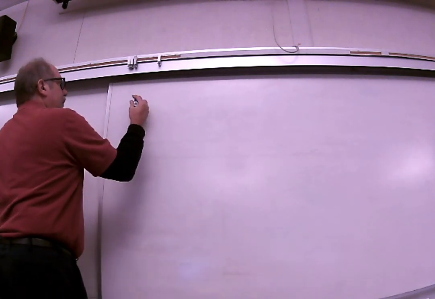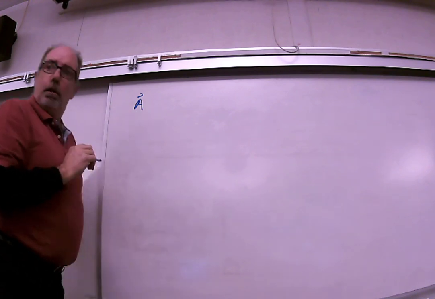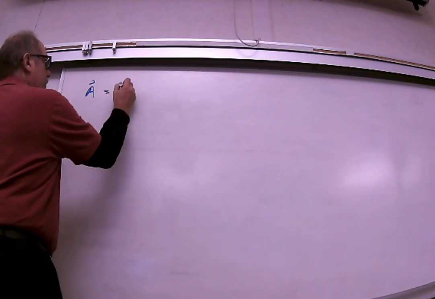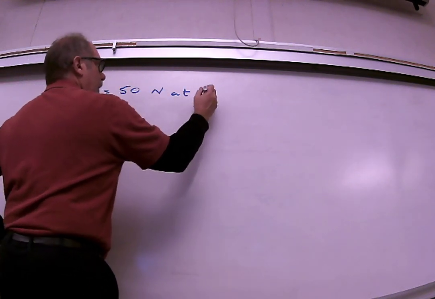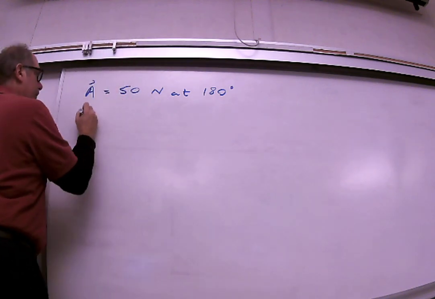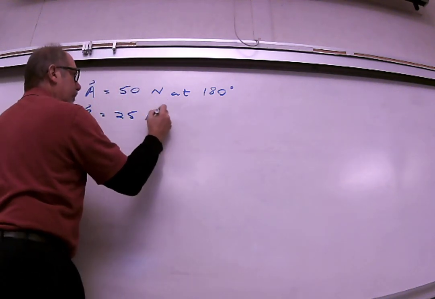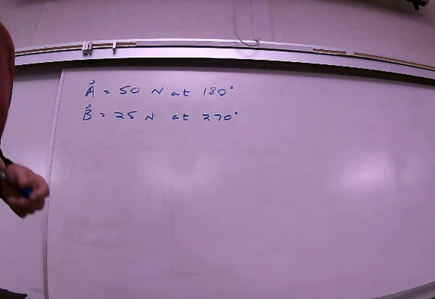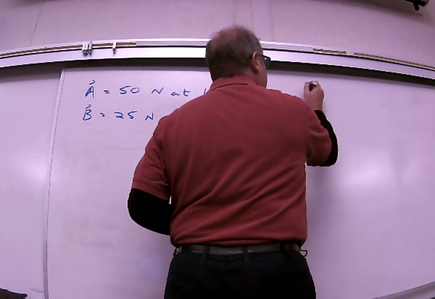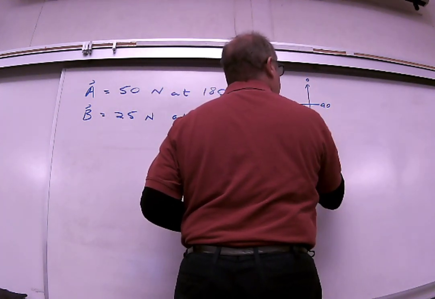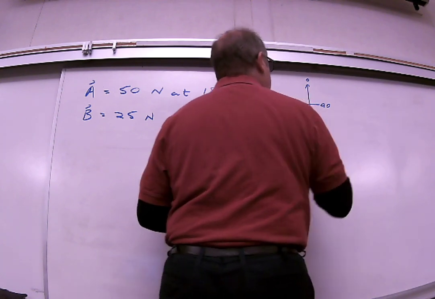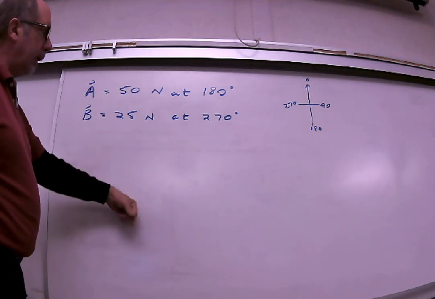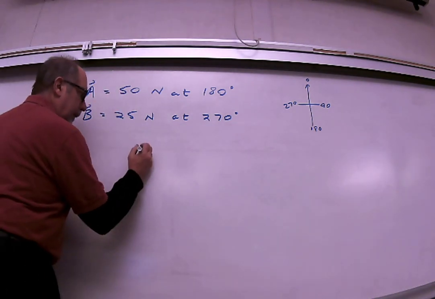So what did I say? The first vector is 50 newtons at 180, and the second vector is 25 newtons at 270. Okay, and I want the resultant of these. Now, as a visual, I want to put my reference compass here. 0, 90, 180, 270. I like to have that as a visual. So let's see, my first vector is going at 180, that's that way, and then 270 that way. So I'm going to have a starting point right here.